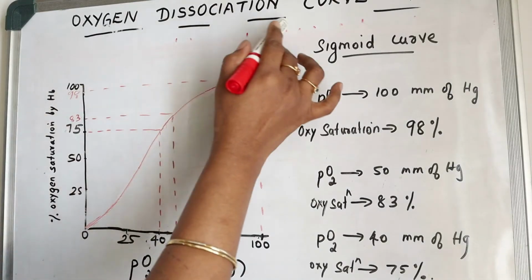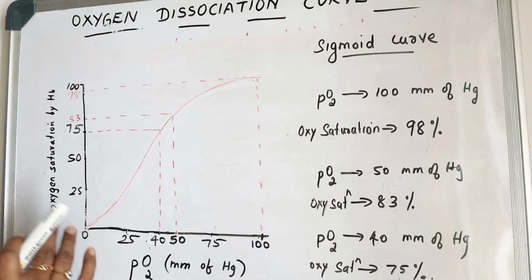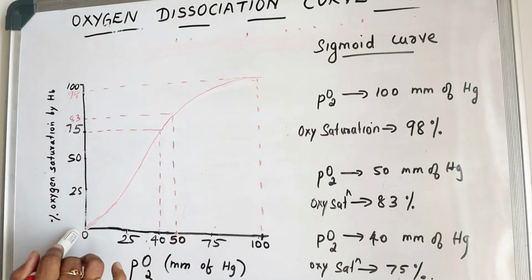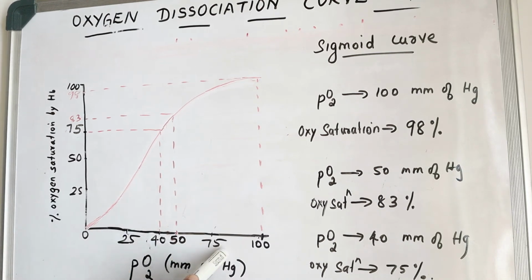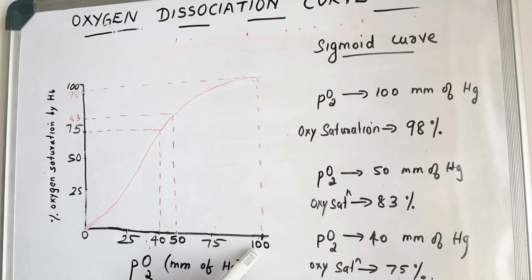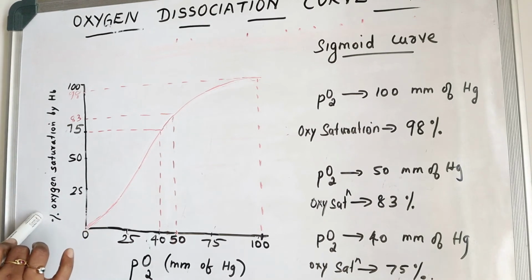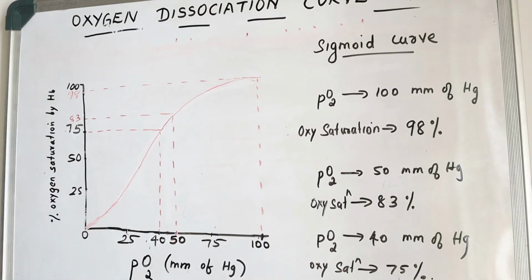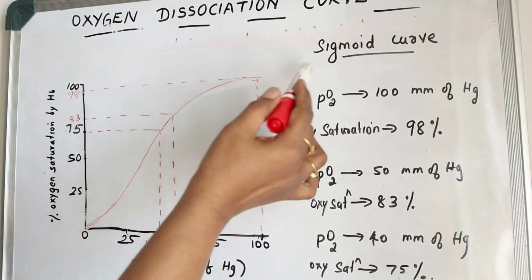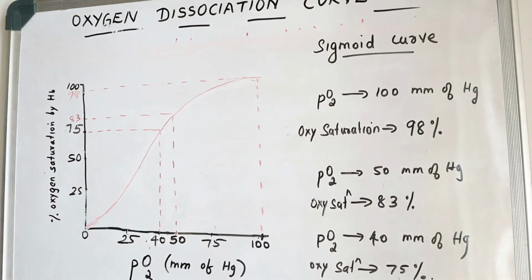So coming to the oxygen dissociation curve. When we plot this curve, we will get a sigmoid shaped curve. We are plotting the partial pressure of oxygen on the x-axis, on a scale of 25, 50, 75, 100 millimeters of mercury. On the y-axis, we have the percentage oxygen saturation of hemoglobin, and this oxygen saturation means how much oxygen is bound to the hemoglobin. We will have a characteristic sigmoid shaped curve, and the sigmoid curve also explains the positive cooperativity.